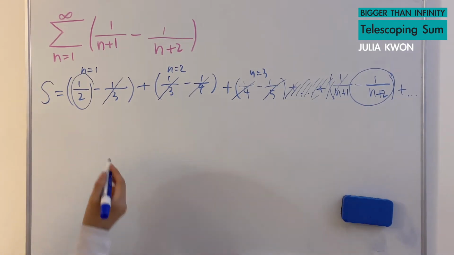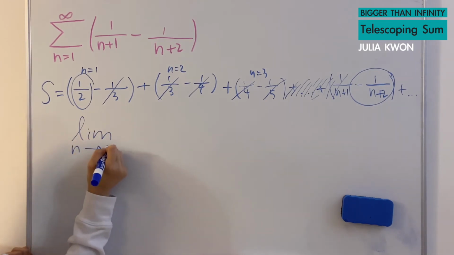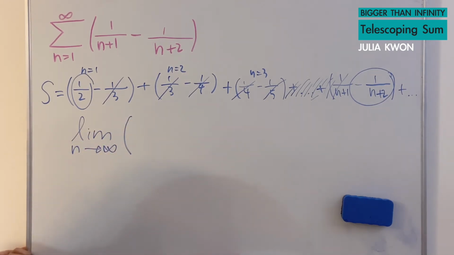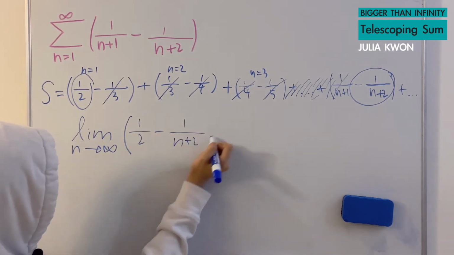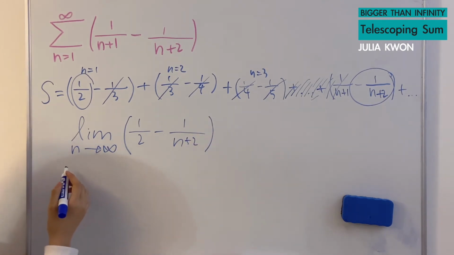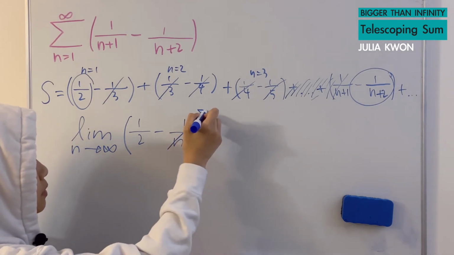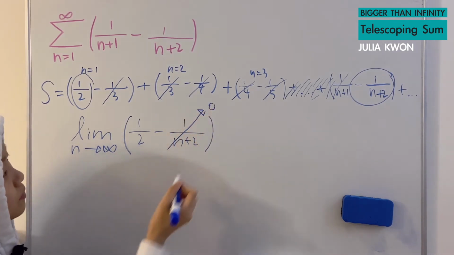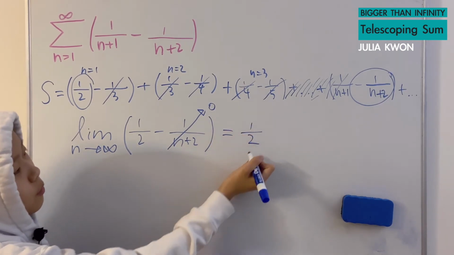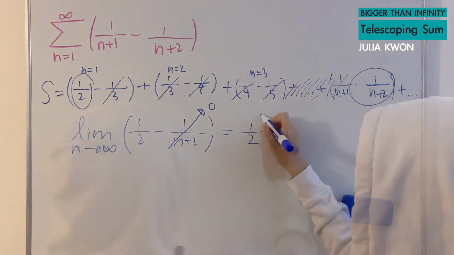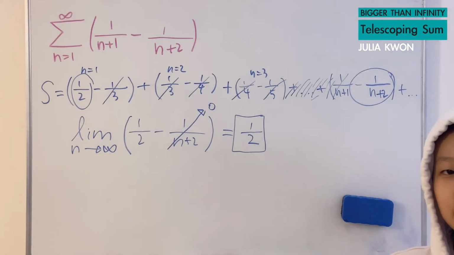Now what we're going to be doing next is taking the limit as n approaches infinity of what we have left over, which is 1 divided by 2 minus 1 divided by n plus 2. If n approaches infinity, then 1 divided by n plus 2 will approach 0, and this limit will be equal to 1/2. So 1/2 is just going to be our sum for this telescoping series.